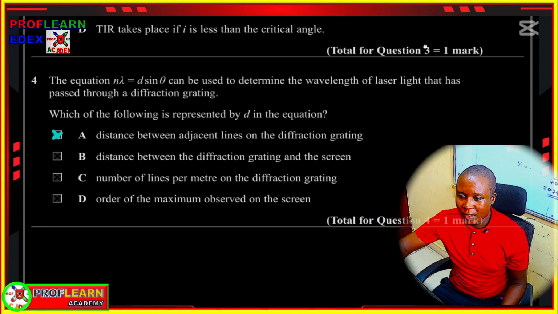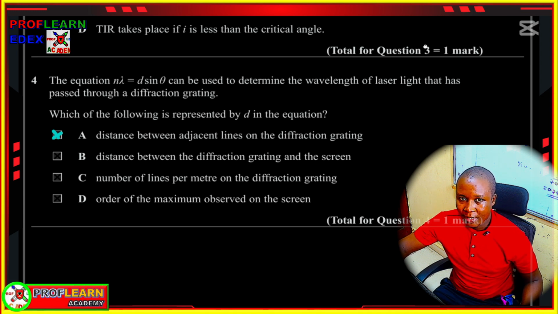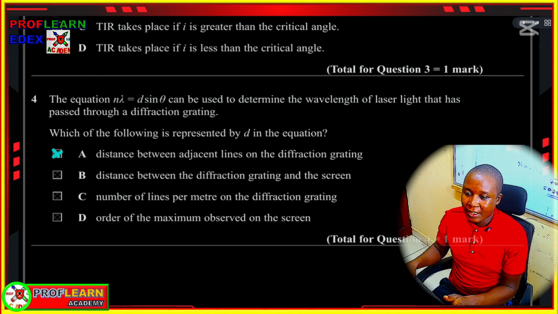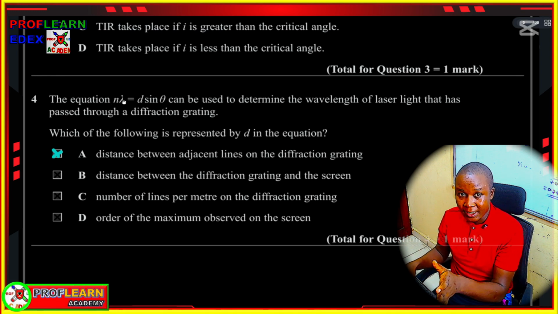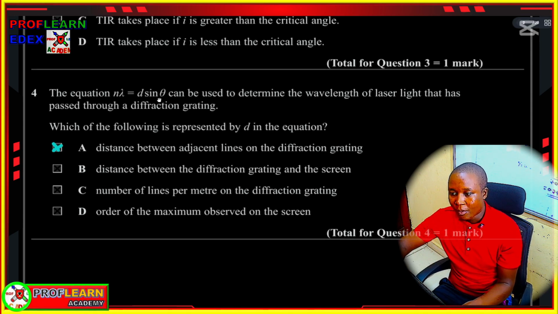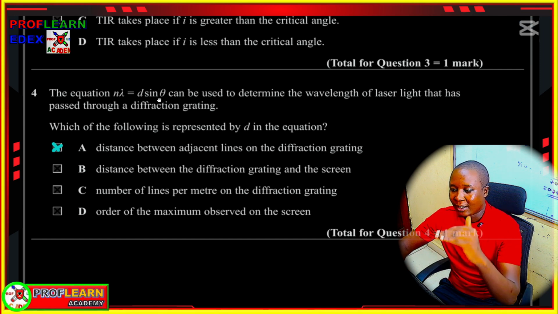We also have a question that is talking about the diffraction grating. This is from waves, and we are told that the equation n lambda = d sin theta can be used to determine the wavelength of the laser light. Which of the following represents the variable d? This is the distance between adjacent lines in the diffraction grating, and n here represents the order, lambda represents the wavelength of the light that is directed to the diffraction grating, and theta is the angle between the central and the given order.